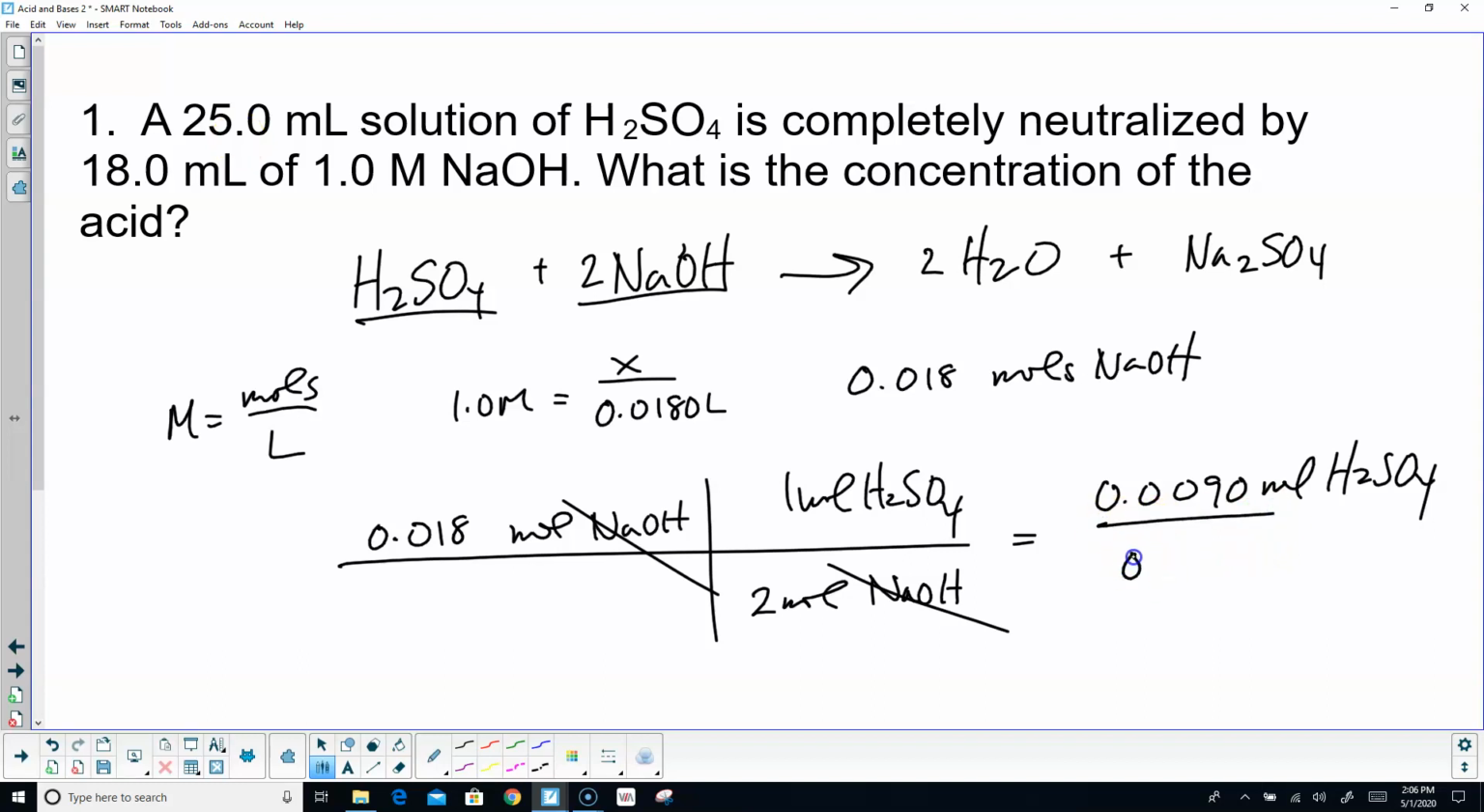I'm going to divide this by, and it has to be liters, so it's 0.0250 liters. So that's moles per liter. I grab my magic box, 0.009 divided by 0.025. When I do so, I'm going to get 0.36 molar. That is the concentration of the unknown acid. And that's all there is to it.